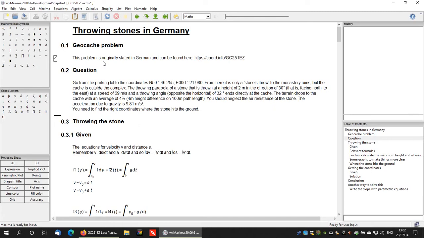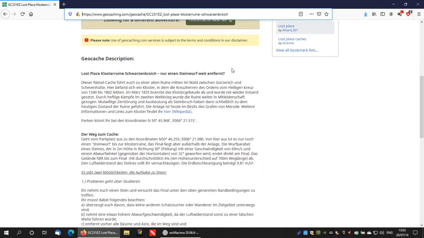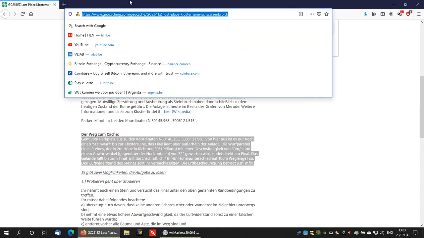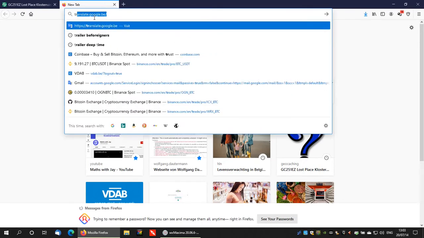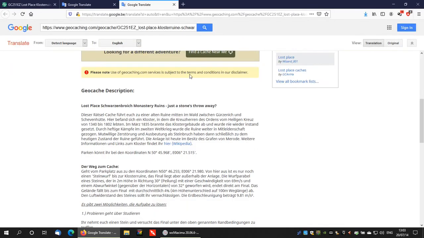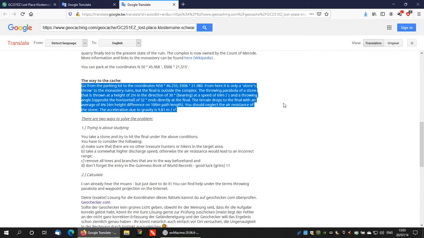because this problem is originally stated in German and can be found here. If you go there, you see Lost Place, Kloster, Ruin, Schwarzenbroich, and the actual problem is stated here. For those of you who don't speak German very well, you can just throw that URL in Google Translate. So if I go to Google Translate, put that in, translate to English, and then look here, that should be enough to get you on your way.